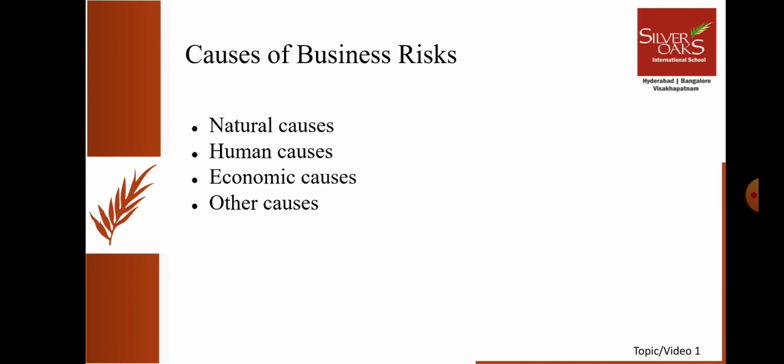So you can think of types of business risks and try to relate them to these causes, and you can try to do some research and find some natural causes, some human causes, economic causes, and other causes such as physical causes that pose a risk to the business. That can be done as an activity. Just do some research and read through your textbook so that you can understand more.